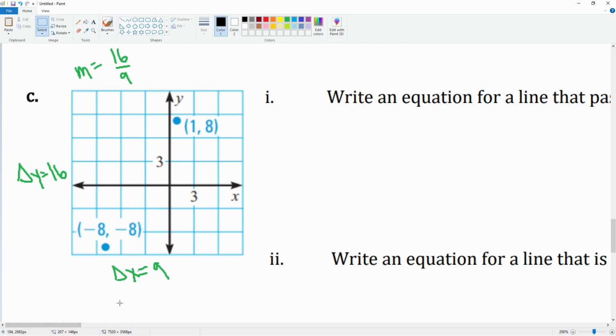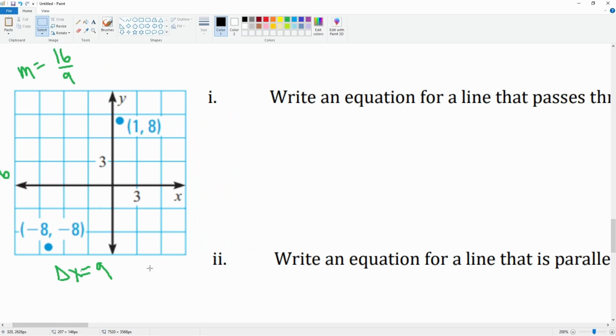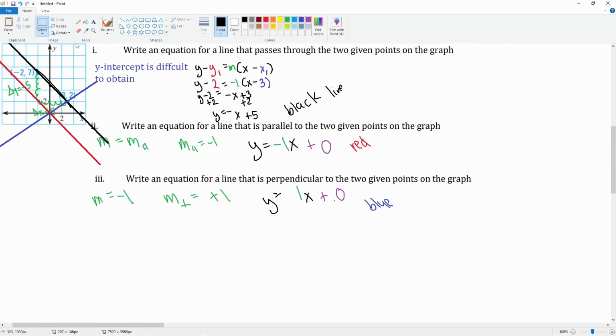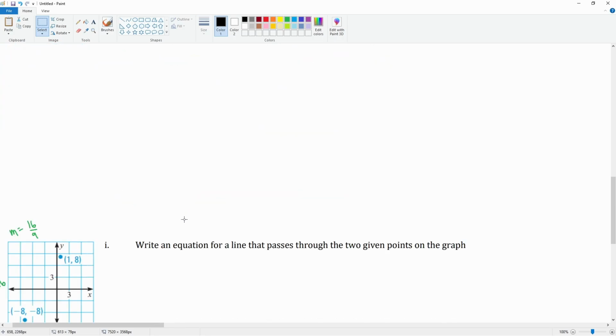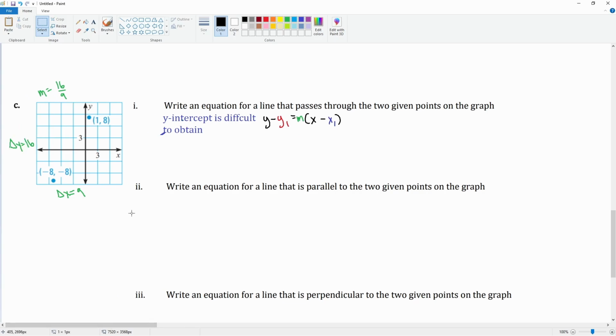All right, so we need to find the y-intercept though. So that's going to be the difficult part. It looks like we're going to be using the same equation from before. We're going to be noticing that the y-intercept is very difficult to obtain, right? So we will have to use the point slope form. So let's just grab this point here of 1, 8, and use that as our point.